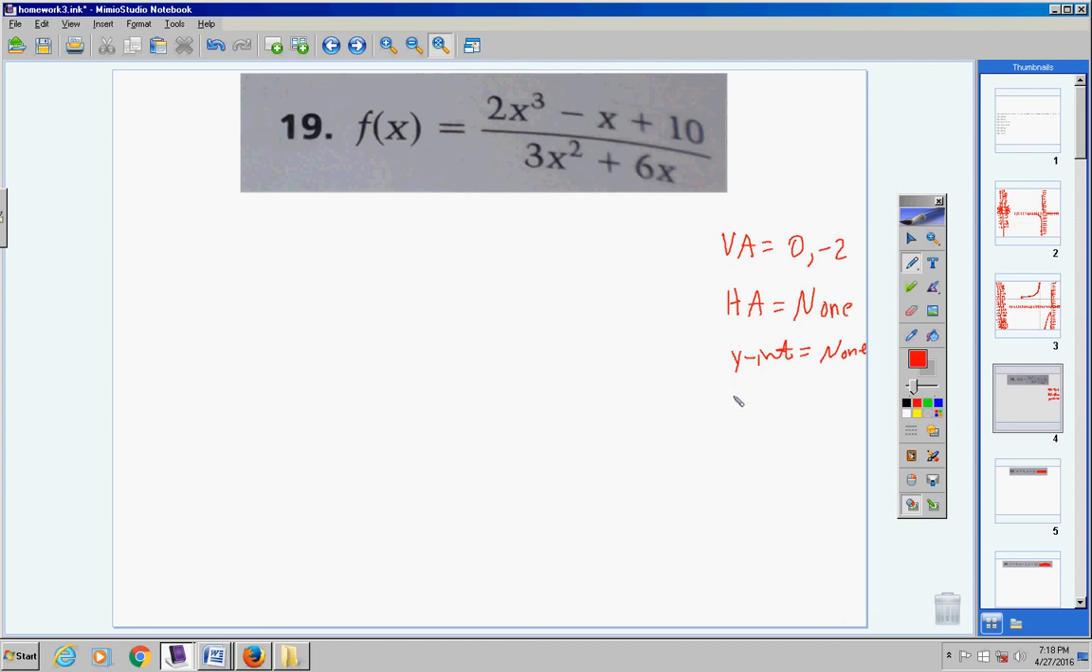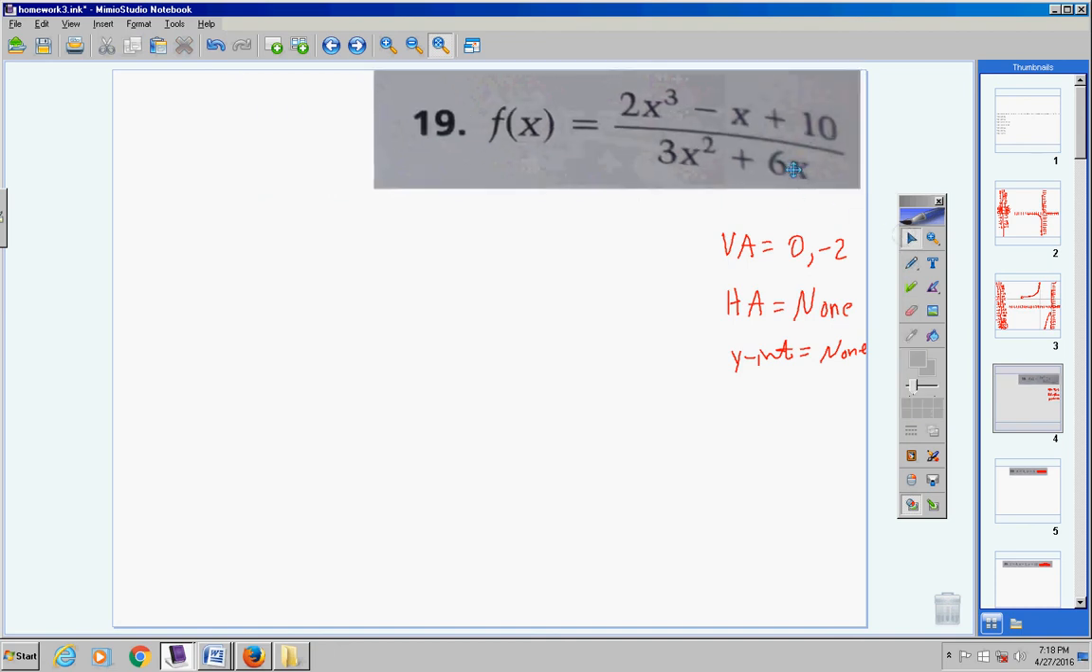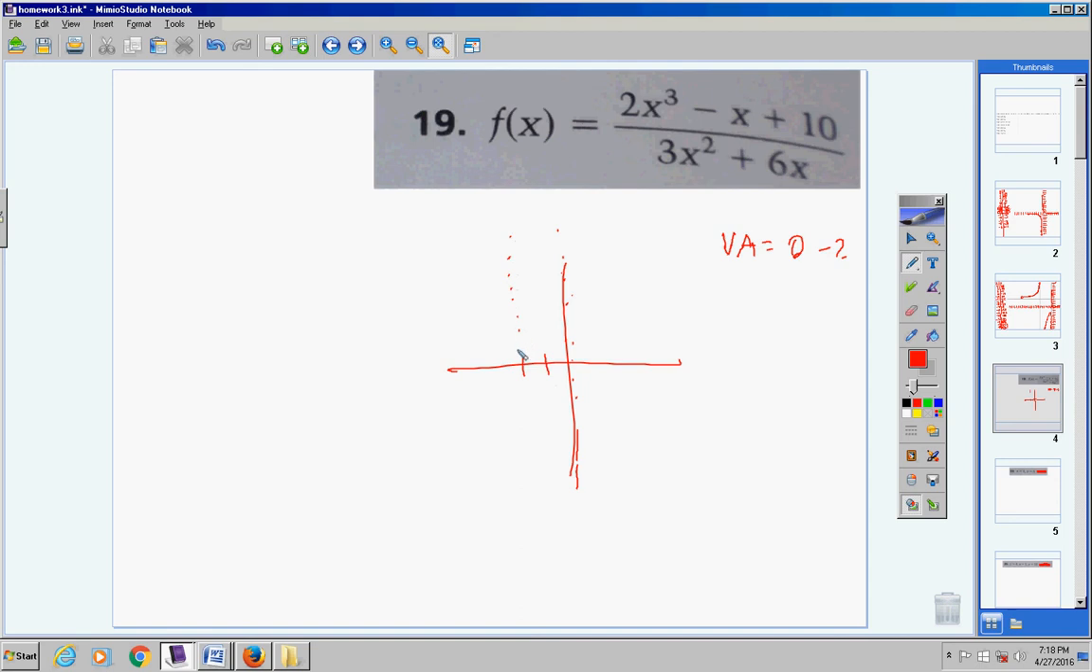So we're ready now for our table of values, okay? So let's put this here. Vertical asymptotes at 0 and negative 2. So here we go. If I have a vertical asymptote right here at 0 and right here at negative 2, then my x values will be the following.